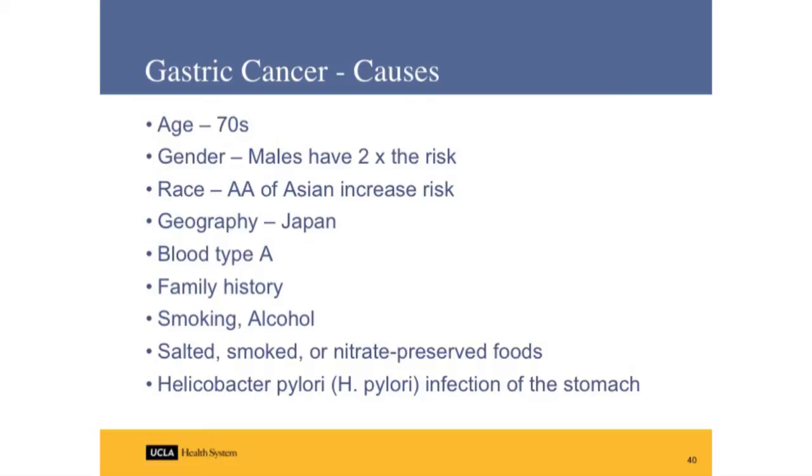Family history of stomach cancer doubles to triples the risk of getting stomach cancer. Smoking and alcohol are again implicated in stomach cancer. Patients that consume a lot of salted, smoked, or nitrate-preserved foods are at increased risk. And then H. pylori, a bacteria. If one has an H. pylori infection of the stomach, you're at increased risk of getting gastric cancer.